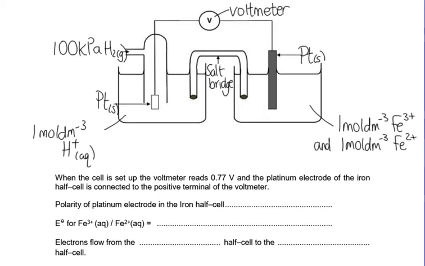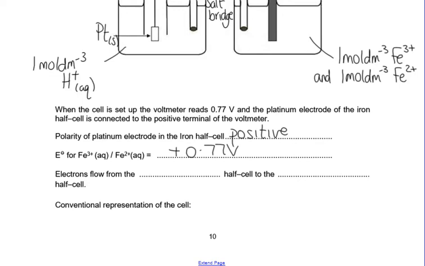What you find when you set this up is that to get a positive reading on your voltmeter, the platinum of the iron half cell, so the platinum of the one we've drawn on the right, is connected to the red wire, which means that it's a positive electrode, which means that it is actually a value of plus 0.77 volts compared to hydrogen, it's more positive, and electrons are going to flow from the platinum of the hydrogen to the platinum of the iron half cell. Okay, so they're going from the hydrogen half cell to the iron half cell.